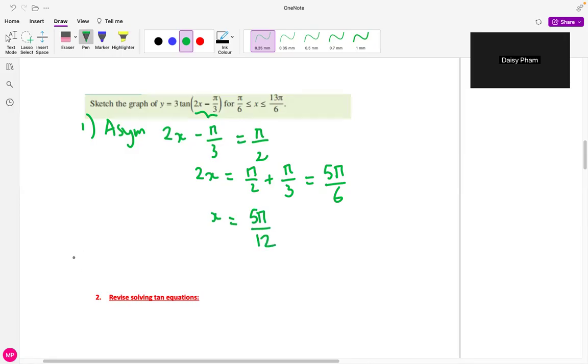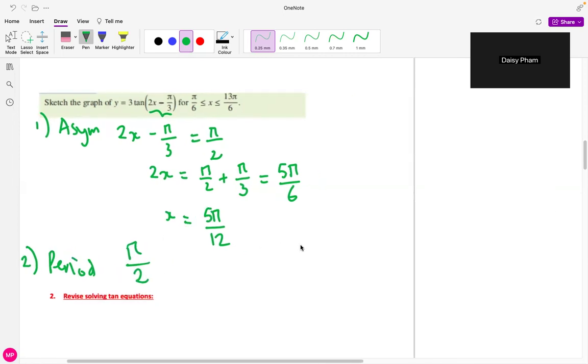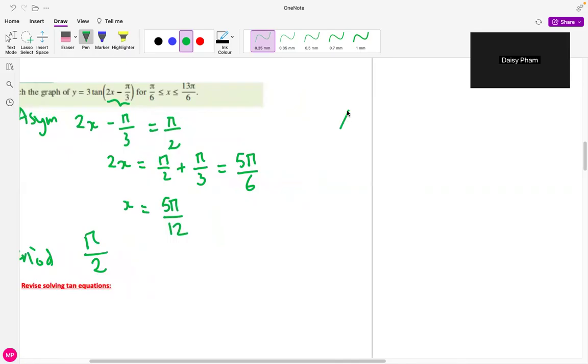Okay. Now, step 2 is you're going to get a period. So your period is π over n, right? So π over the number in front of x, which is 2, so π/2. This means you have other asymptotes. You have 5π/12 as one of the asymptotes. And then you're going to add a period into it. The period is π/2. So you're going to plus π/2, which is 6π/12.